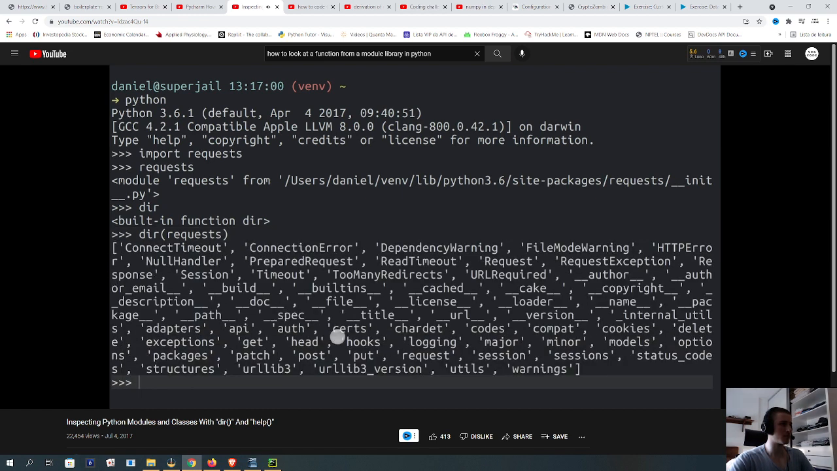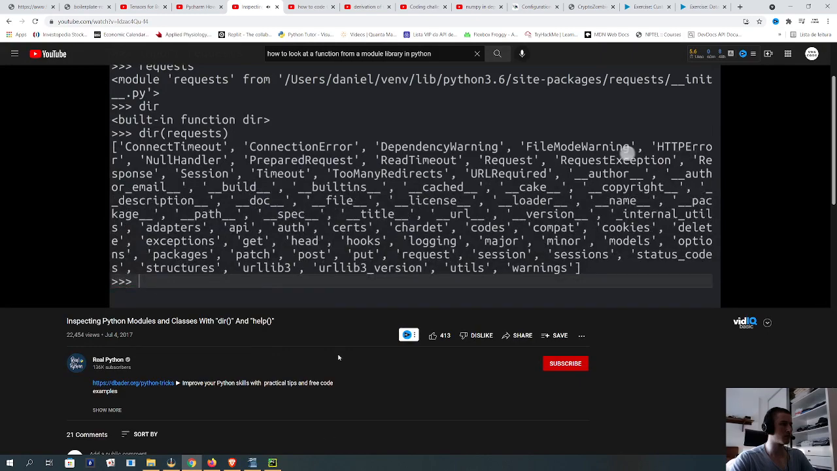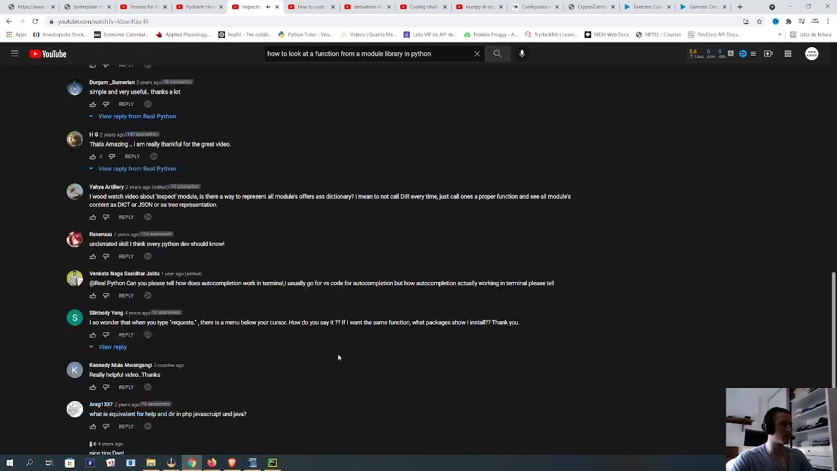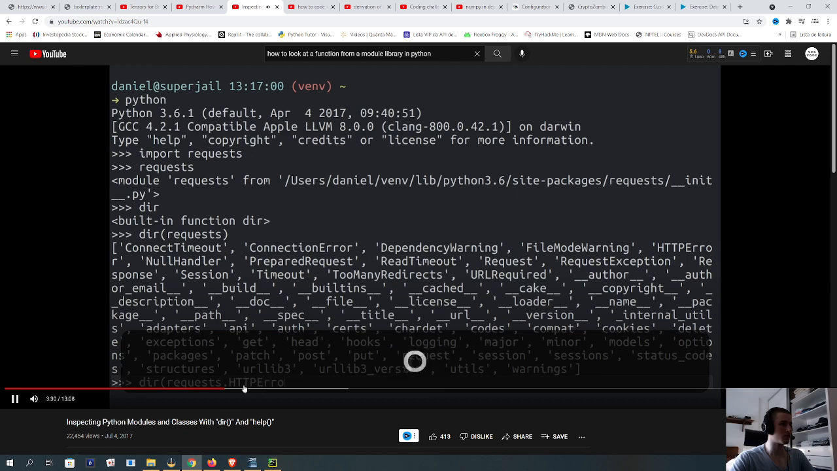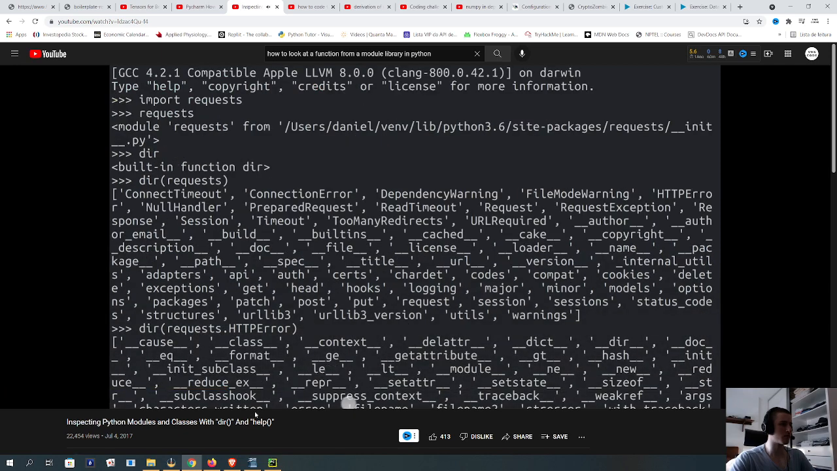So that was actually pretty interesting, right? Because now I can explore this requests module, and as you can see here, there's a bunch of interesting stuff in here. If we wanted to inspect one of them, for example, the HTTPError here, then we could do the same thing again. We could drill down and get a sense for what this HTTPError does.